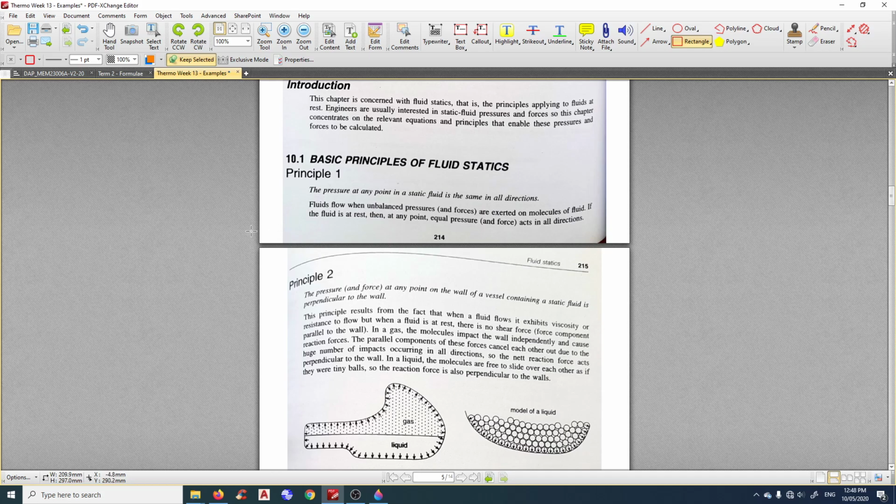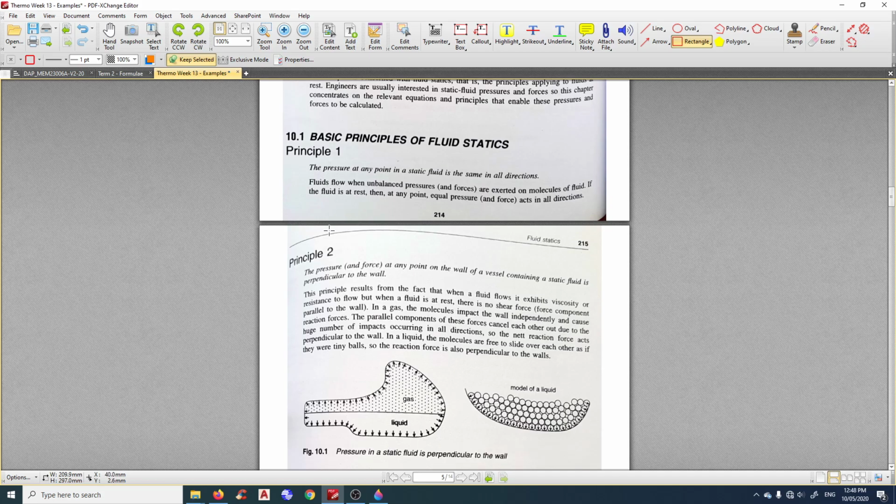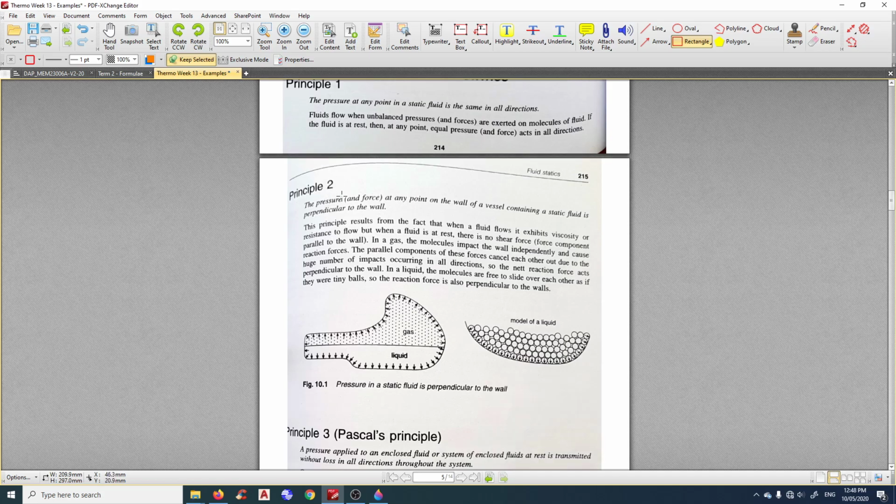Principle number 1: if the fluid is static, then the pressure at any point in a static fluid is the same in all directions. Principle number 2: the pressure as well as the force at any point on the wall of a vessel containing static fluid is perpendicular to the wall. Remember, we're talking about static fluid. If the fluid is dynamic, then this principle does not apply.